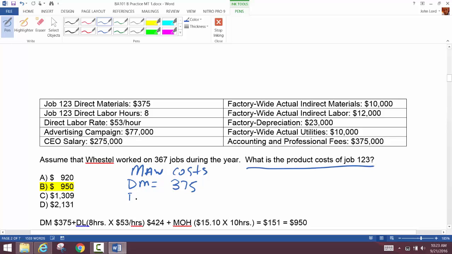Direct labor, and I'm going to have to do a little figuring on that. 8 hours times how much per hour? $53. Finally, we got someone making some decent cash over here, right? I got tired of those questions where it was $11 an hour. So how much is that? 8 times 53? 424. Good. Anything else? I've got my direct materials, my direct labor.